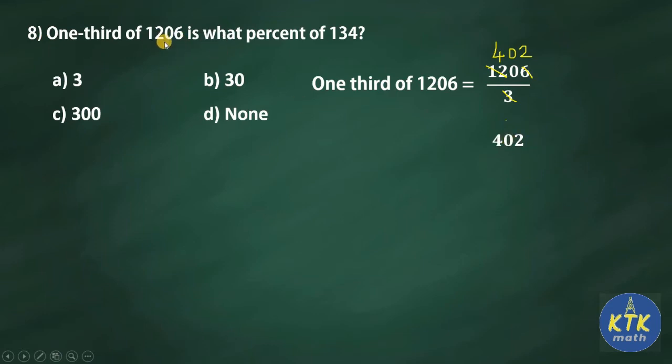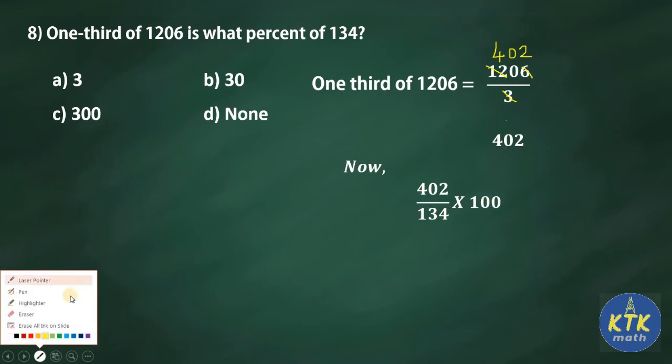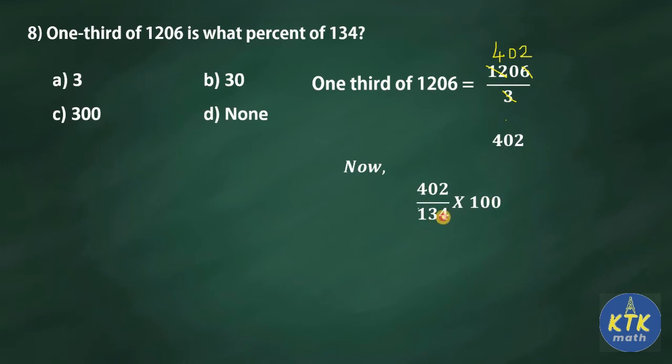Now the remaining part is what percent of 134. So how we are going to write? 402 divided by 134 multiply with 100. They are asking percentage only, so that I am multiplying it with 100. So again do cancellations. This is exactly 3 times. 134, 402 is exactly 3 times. Or if you want to cancel step by step also, you can try. You will get 3 only answer. So 3 into 100 is nothing but 300. So our answer is 300.